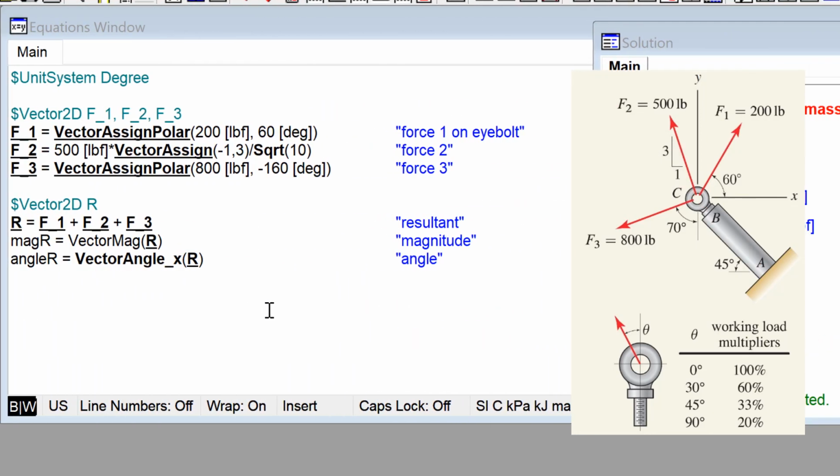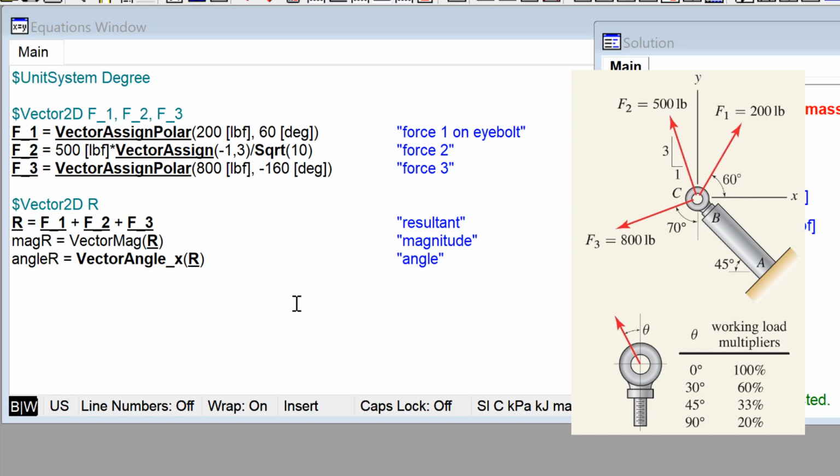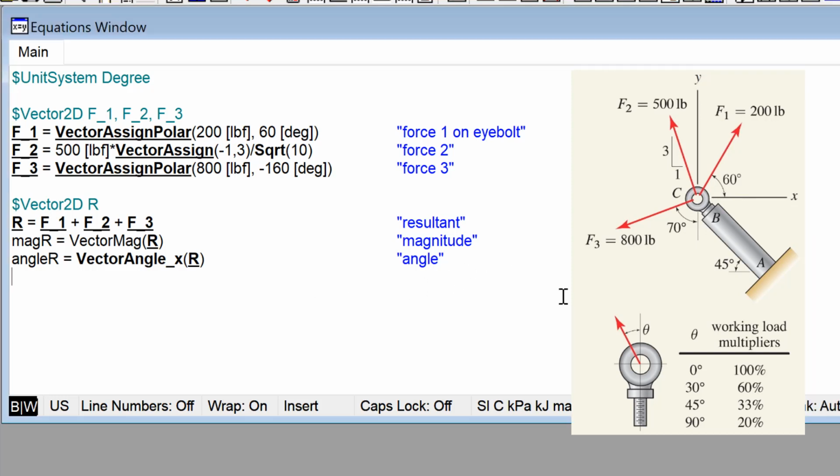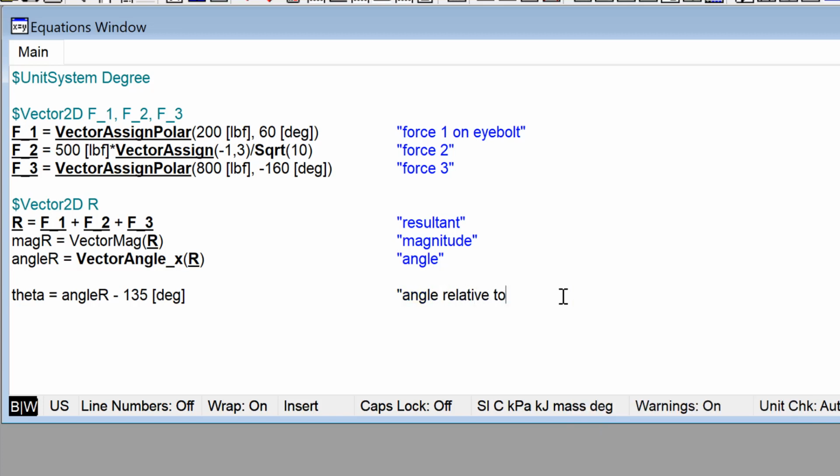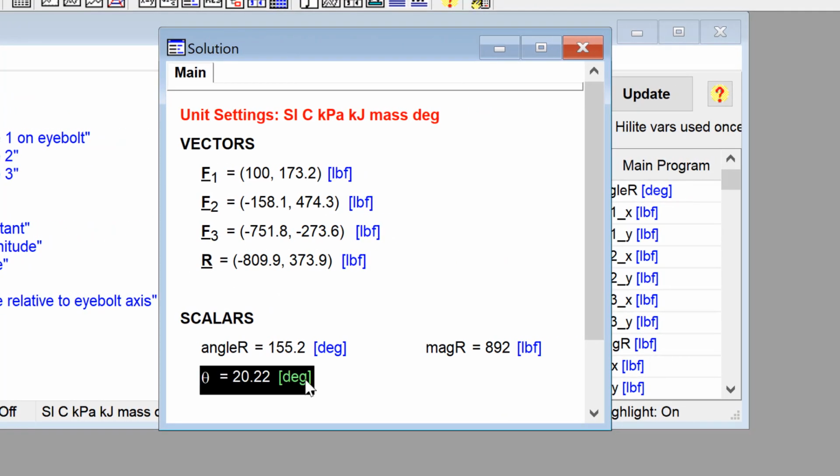So if we want the angle relative to the axis of the eye bolt, we'd need to subtract off, I guess, 135 degrees, because the eye bolt is at an angle of 135 degrees relative to the x-axis. So let's see. What should we call this? Maybe theta. So theta is equal to angle r minus 135 degrees. So this is an angle relative to the eye bolt axis, and looks like that's 20.22 degrees.